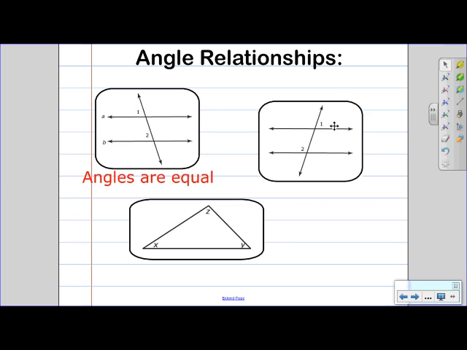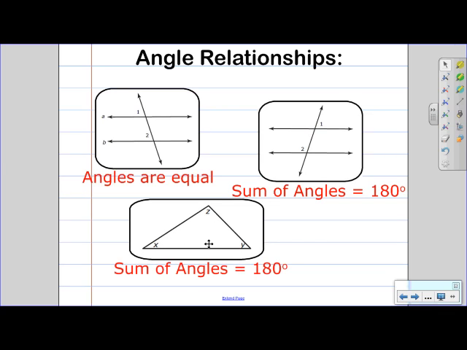In this diagram, we have angle 1 and angle 2, and these two angles are actually supplementary angles, which means that the sum of the two angles equals 180 degrees. In this example, we have a triangle, and these angles are considered interior angles, which means that the sum of the three angles will equal 180 degrees.